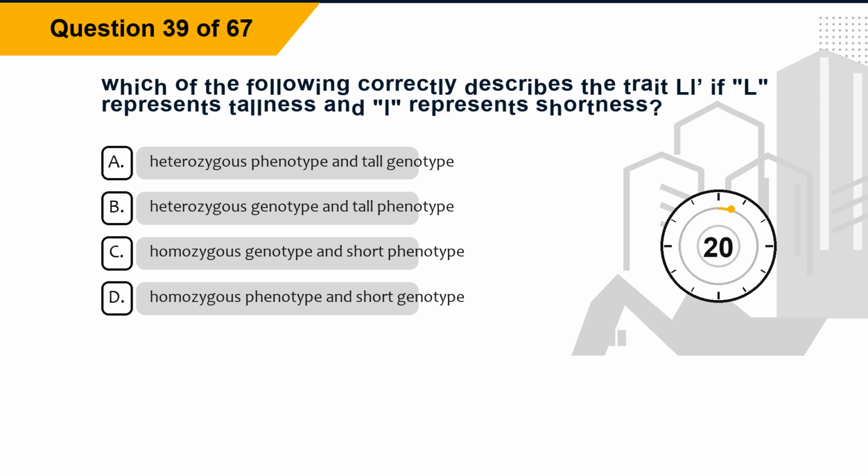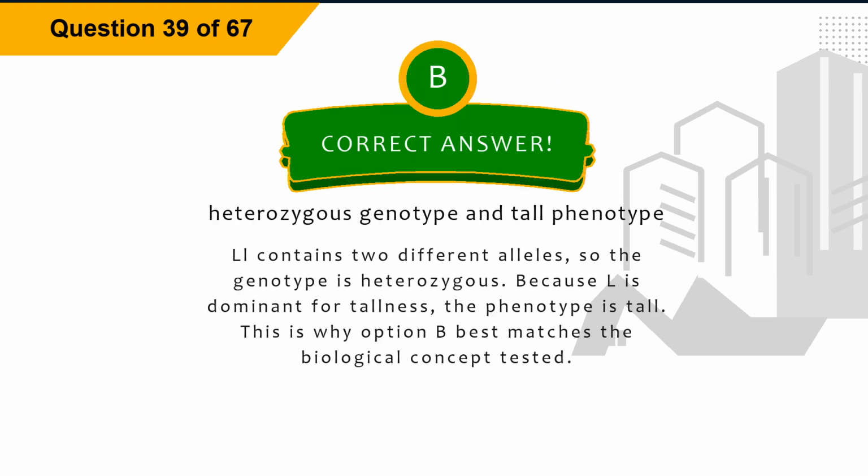Question 39. Which of the following correctly describes the trait Ll, if L represents tallness and l represents shortness? Option A, heterozygous phenotype and tall genotype. Option B, heterozygous genotype and tall phenotype. Option C, homozygous genotype and short phenotype. Option D, homozygous phenotype and short genotype. The correct answer is option B, heterozygous genotype and tall phenotype.